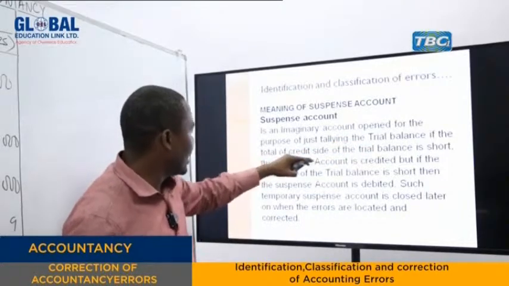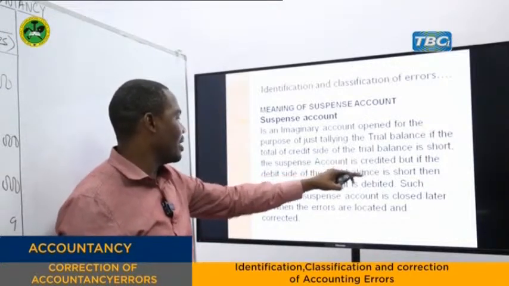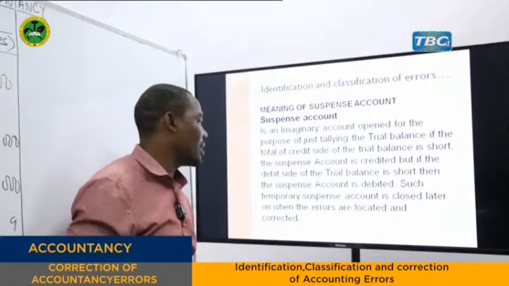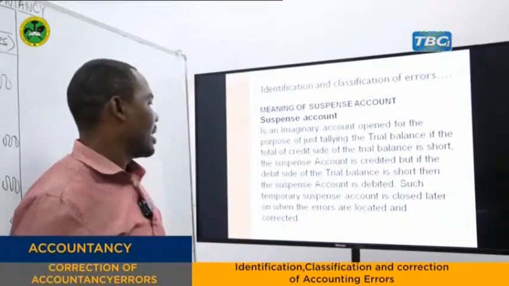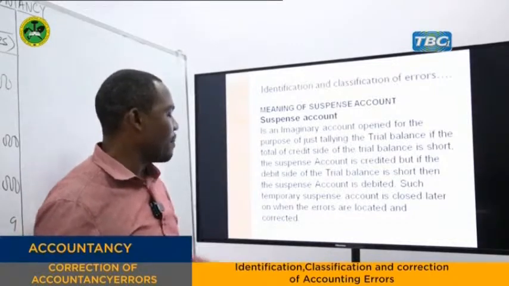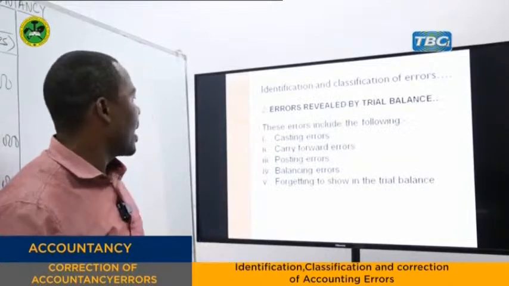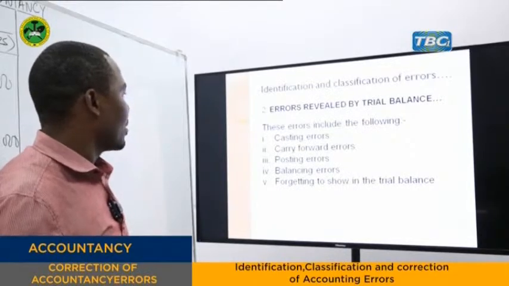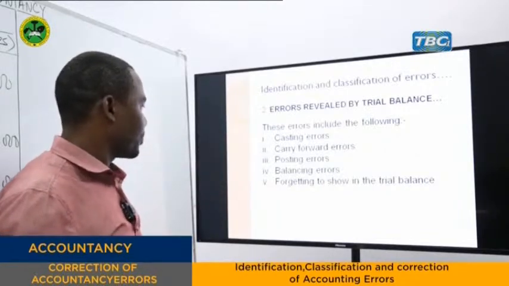If the total credit side of the trial balance is short, then the suspense account is credited. But if the debit side of the trial balance is short, then the suspense account is debited. Such a temporary account is closed later after discovering these errors and correcting them. So automatically your suspense account is going to be eliminated. So these errors normally are of this nature.